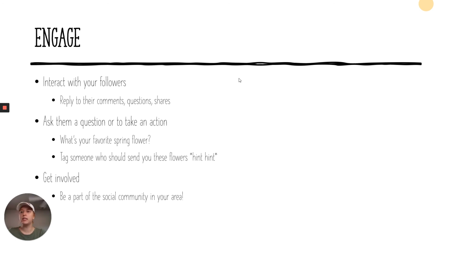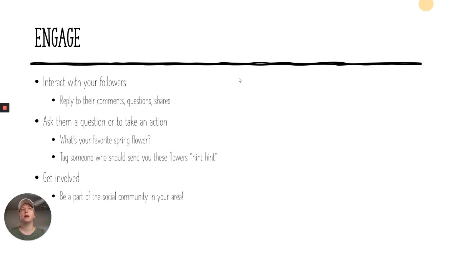The last one is going to be engage, and that's really just interacting with your followers. Going back to posting content that they actually want to see, but then also when they comment on your post and when they share your post, and if they ask questions, making sure that you actually take the time to go respond to that. That shows your followers that you are engaged, you're active, you're here. You can also ask followers to take an action or answer a question. So examples: what's your favorite spring flower? Tag somebody who should send you these. Give them their little hint.